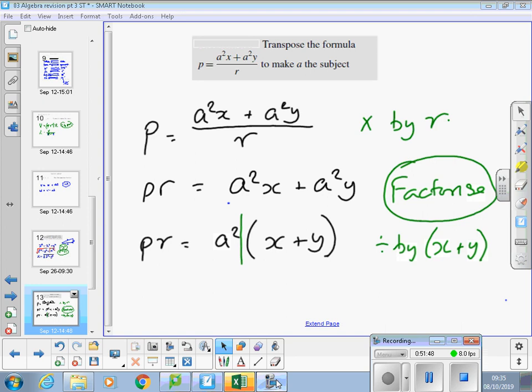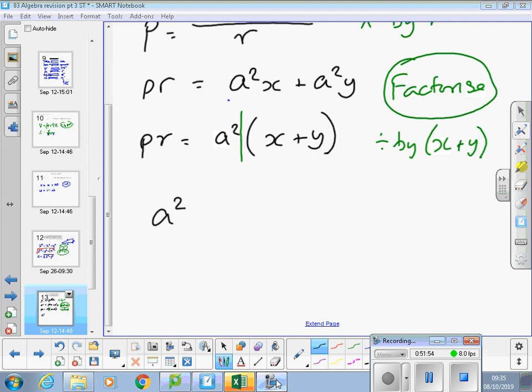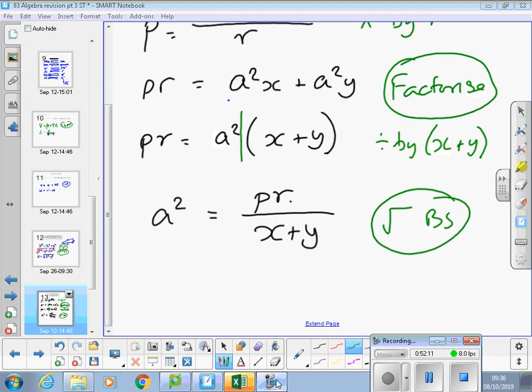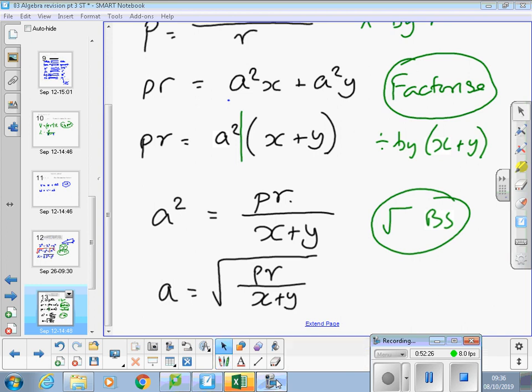So I'm going to put my a squared on the left-hand side, the natural place to have the subject now. a squared is equal to pr divided by x plus y. How do we finish it off? Take the square root of both sides. a is equal to the square root, and you've got to do the whole thing, so it's the square root of pr over x plus y. Yep.